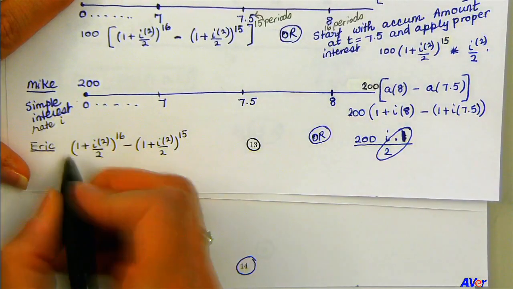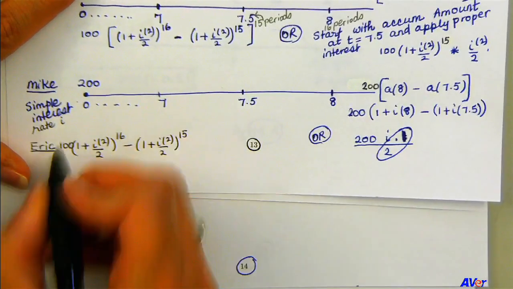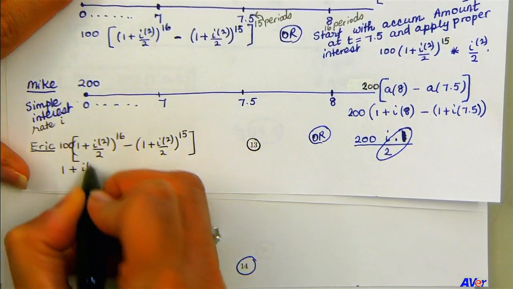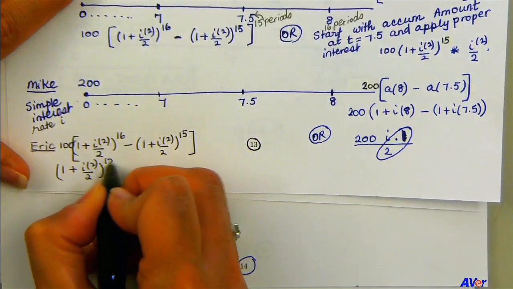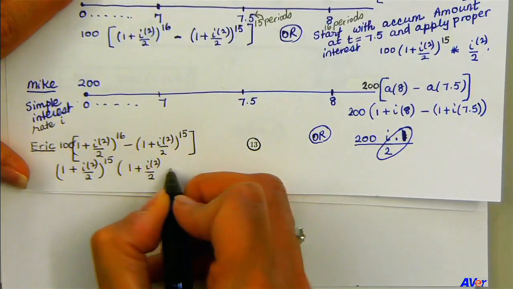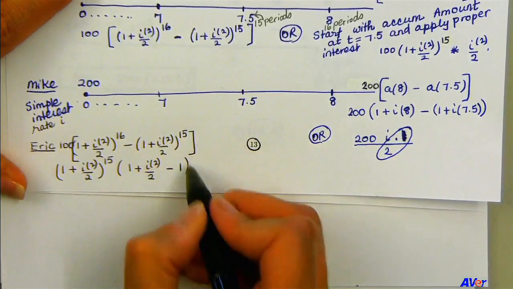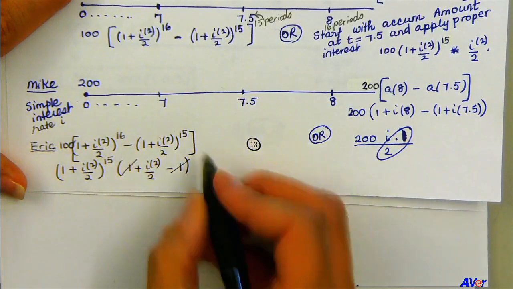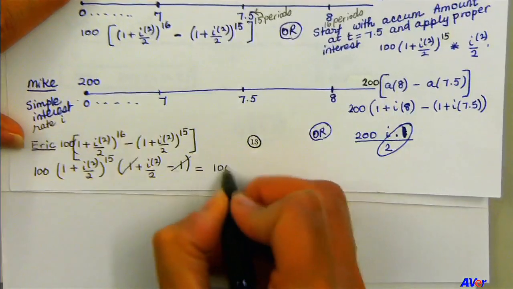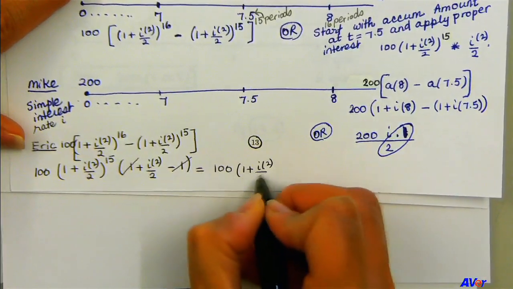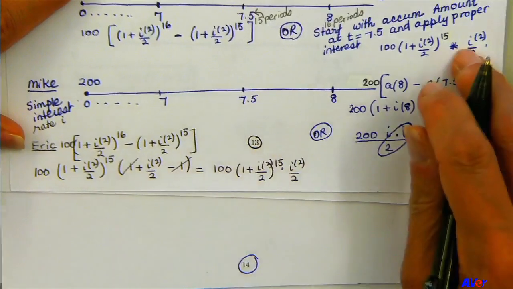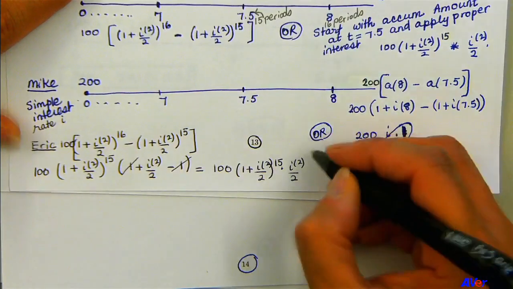So I have 100 sitting here. Let's leave that 100 just sitting there. Factor out the 1 plus I2 over 2 to the 15th power. That leaves me with 1 plus I2 over 2 minus 1. The plus 1 and the minus 1 cancel, and you do, in fact, end up with exactly that. So this is 100, 1 plus I2 over 2 to the 15th times I2 over 2, which is what we had assumed here. So that makes sense for Eric.